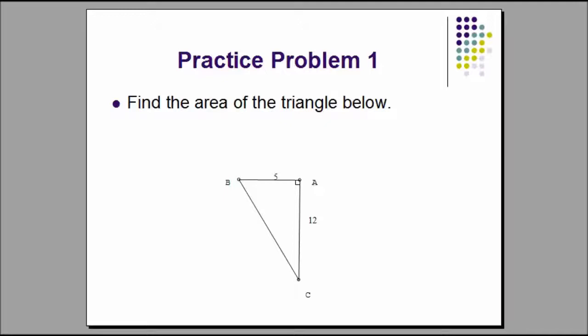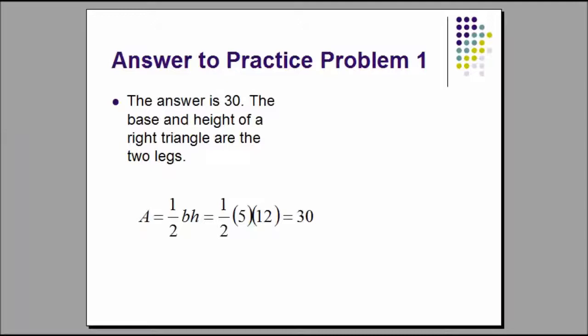In practice problem 1, find the area of the triangle below. The answer to practice problem 1 is 30. The base and the height of a right triangle are the two legs. The two legs are 5 and 12. That's given to us in the problem. Therefore, the area is 1/2 times 5 times 12, which is 30.